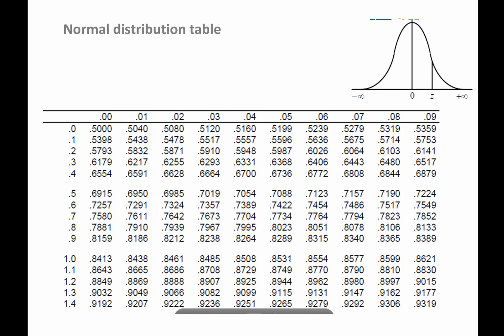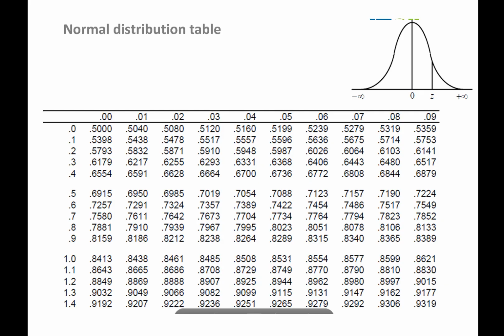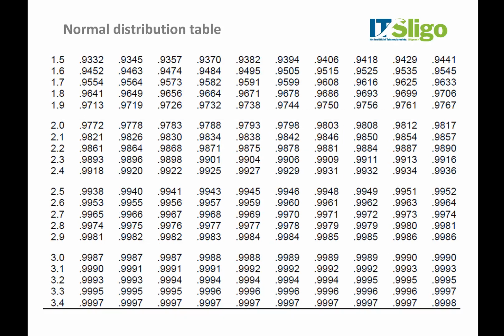So we go to our tables. Remember, from the previous slide, we're looking for a Z score of 2.5. I just had to split the tables in two. They come in one sheet, but just in order to make them readable, I had to split them into two.